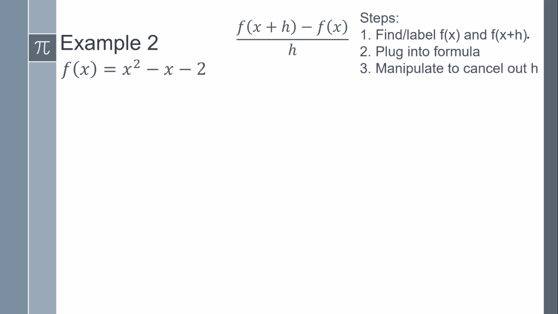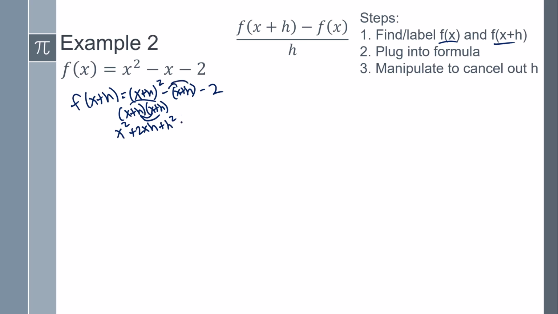Let's look at another one. So we need to find these first two pieces of information, f of x and f of x plus h. So f of x plus h. So I have blank squared minus blank minus 2. So I'm plugging in x plus h. Now remember, this means x plus h times x plus h. So that's x squared, xh, xh, so 2xh, and then plus h squared. Distribute the negative, minus x minus h, and then still have the minus 2.